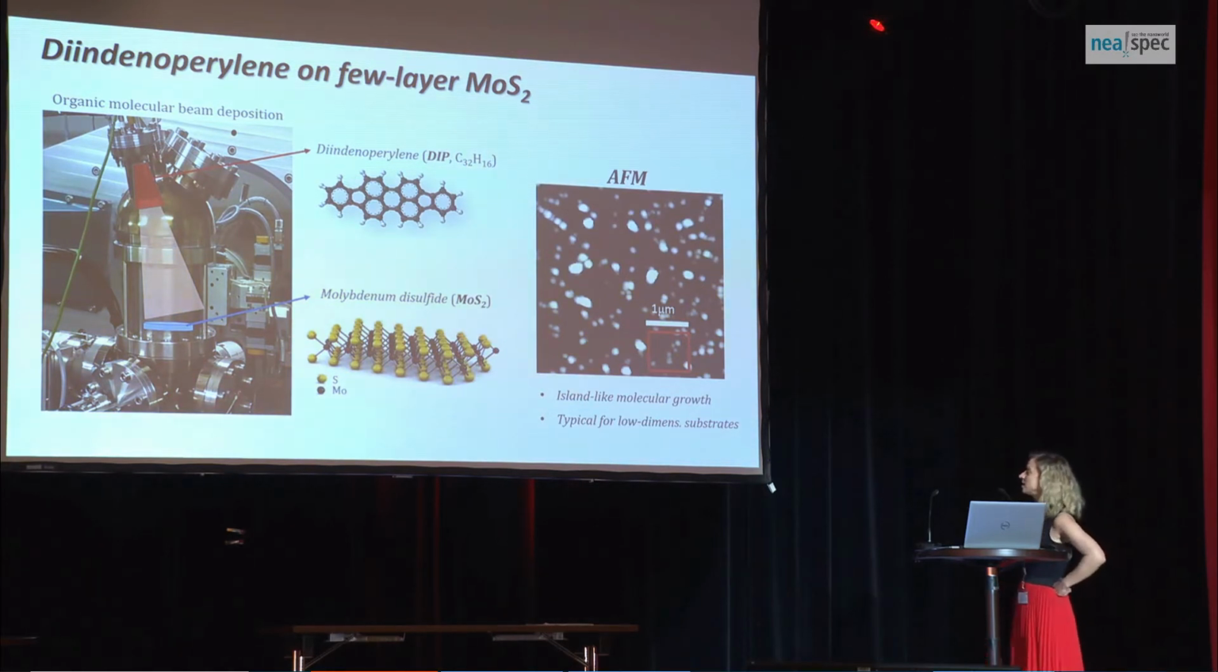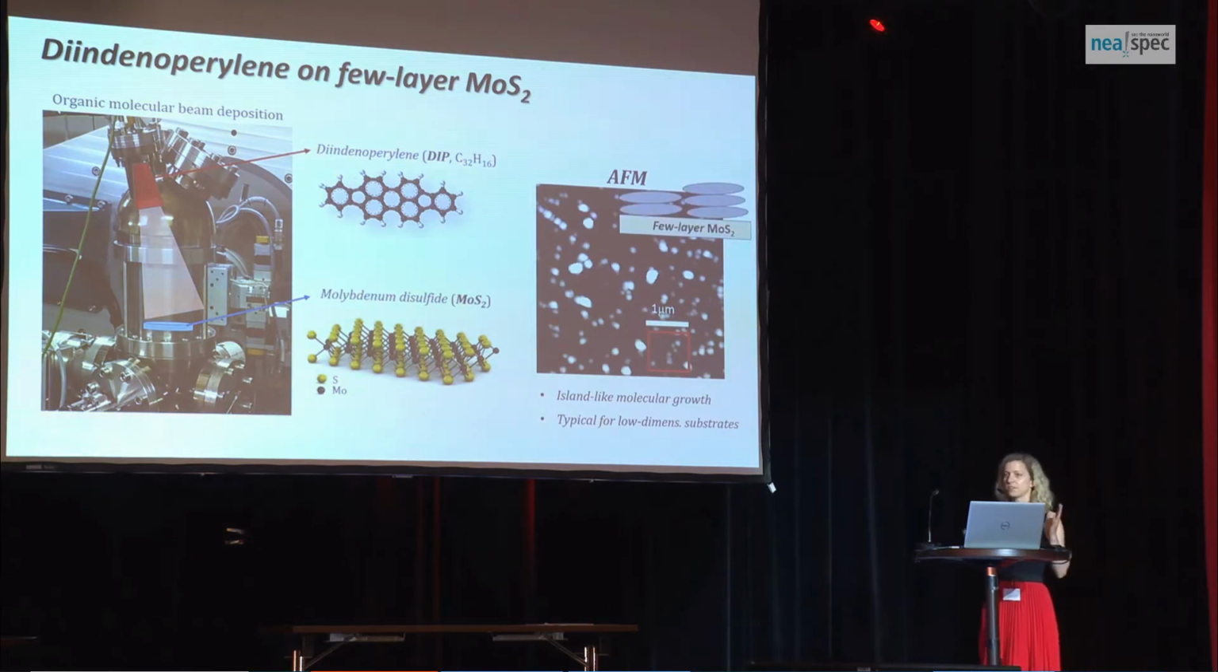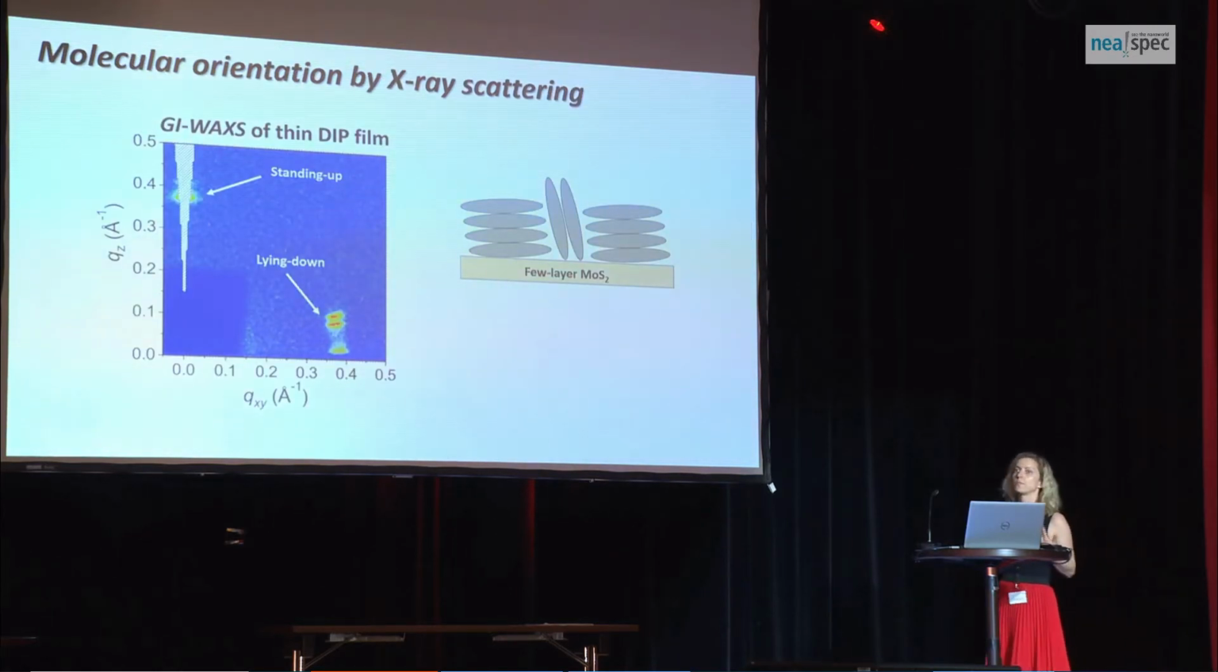This type of growth is very typical for low-dimensional substrates like graphene or molybdenum disulfide monolayers. What is also known is that because of the van der Waals interactions between the molecules and the substrate, the molecules are typically oriented in the lying down configuration. But this AFM image doesn't show that, so we needed to perform other measurements, and in our group we do a lot of X-ray scattering, using the grazing incidence geometry.